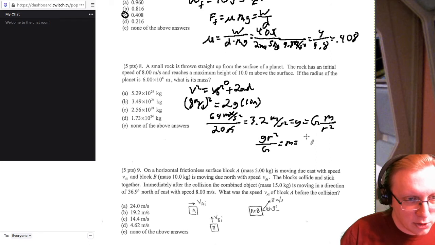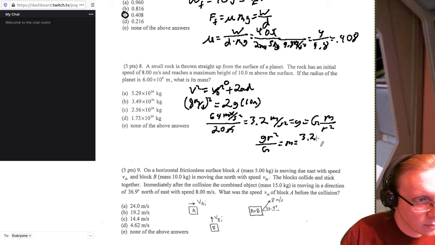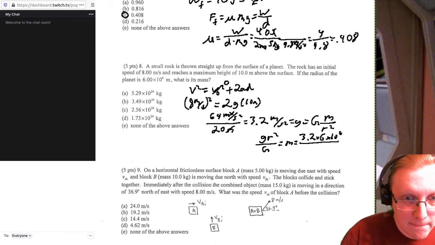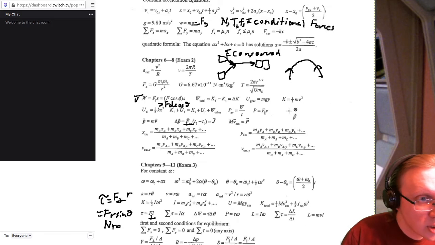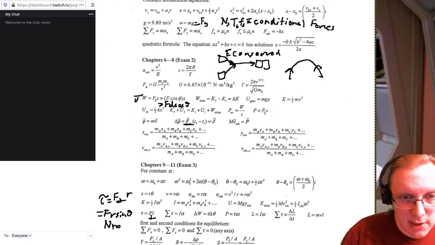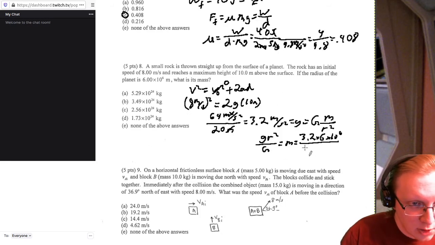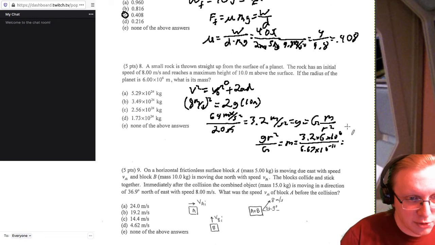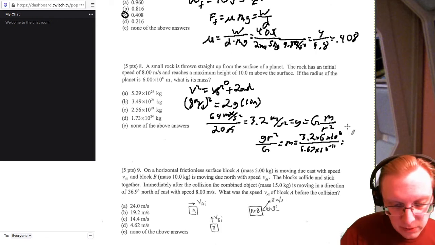All right, 3.2 times the radius of 6 times 10 to the 6, divided by 6.67 times 10 to the minus 11. All those units should cancel out. If they don't, we have problems.